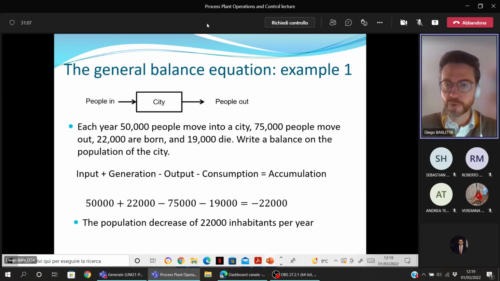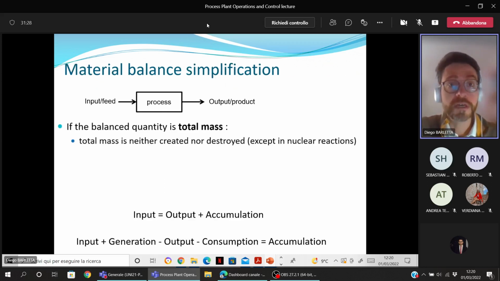Okay, it is minus 22,000. So the population decreases by 22,000 inhabitants per year. So it's a very simple and trivial example, but it's just one way to apply this general balance equation.